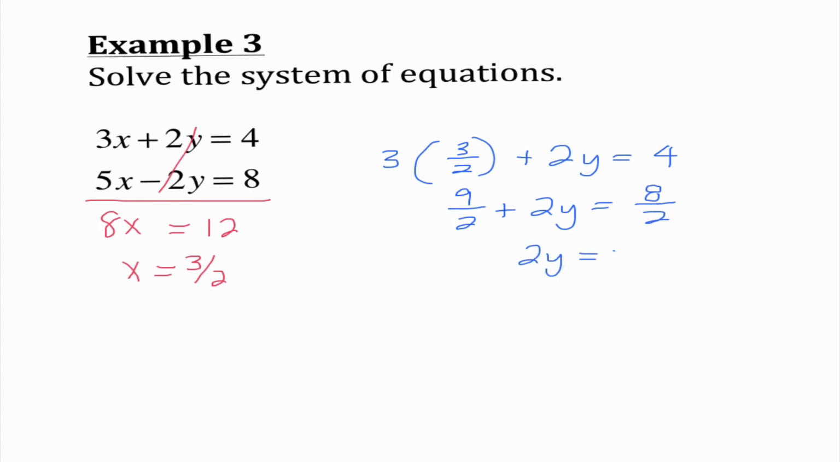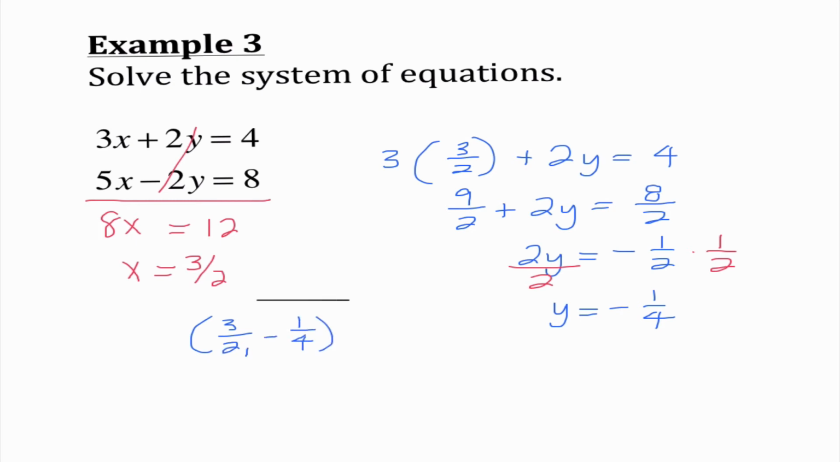When I subtract 9 halves, 8 halves minus 9 halves is negative 1 half. To get rid of that y, I need to divide by 2, and dividing by 2 is the same thing as multiplying by 1 half. So I get y equals negative 1/4. So I get (3/2, -1/4) as my solution. This is definitely the type of answer that I would plug back into both equations to make sure that it makes a true statement. And it does.